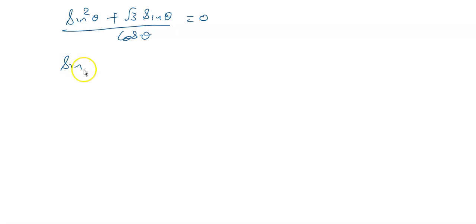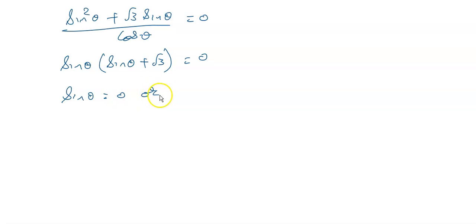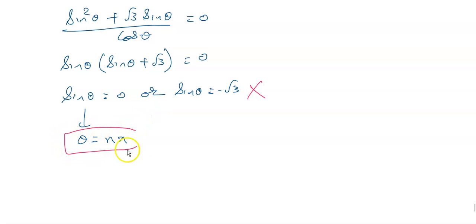So this is sine theta common, we take it out from the numerator. So this is sine theta into (sine theta plus root 3) equal to 0. So this implies sine theta equals 0 or sine theta is equal to minus root 3. Now this is not possible because sine theta always lies from minus 1 to 1. So therefore the answer is theta is equal to n pi, where n belongs to an integer.